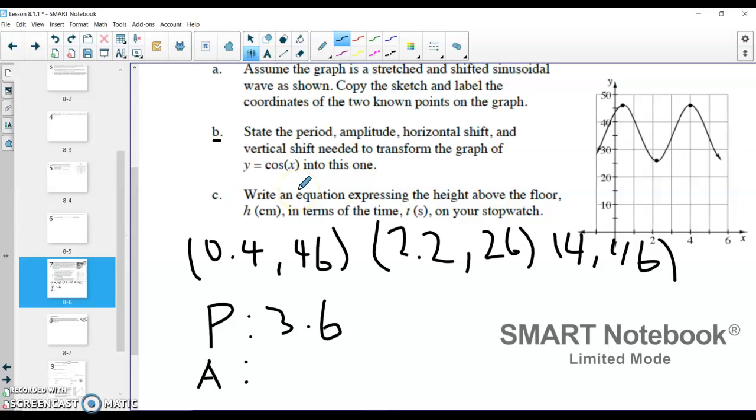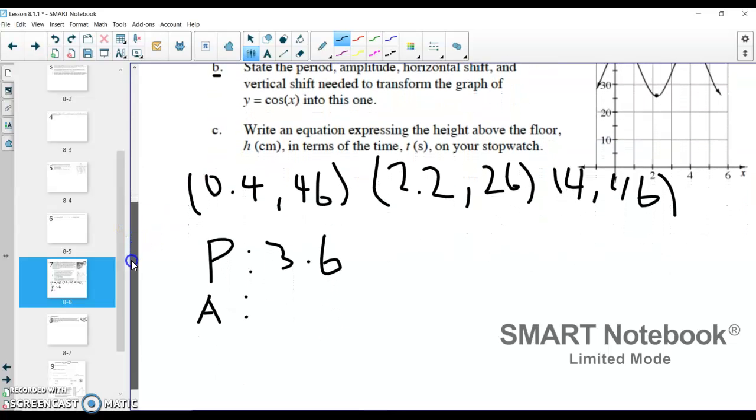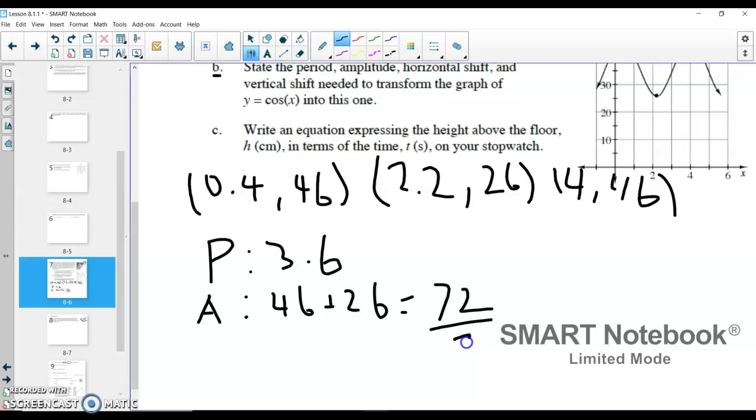And one way to figure out that midline of this function, or there's two ways that we can really do this, and I'll go through both of them because it's going to be helpful. Let's find that midline of the function because that's going to help me figure out the vertical shift when I get there. To find the midline, we can just find the midpoint between these 2 points in the height, which is 46 plus 26, and that gives me 72. And then to find the midpoint, we just divide that by 2, which gives me 36.